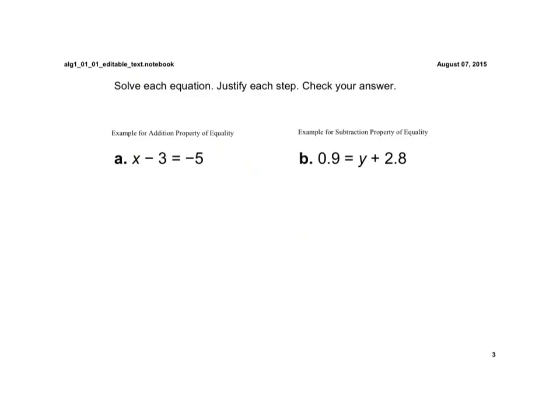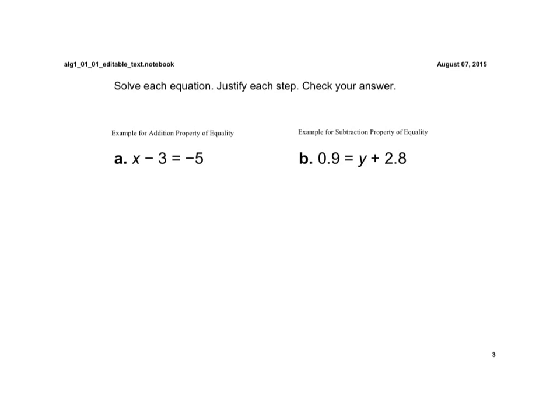So first of all, if we look at this, we're going to solve x minus 3 equals negative 5 using the addition property. And the addition property states that if you add the same number to each side of an equation, you produce an equivalent equation. Equivalent means an equation that would have the same answer.